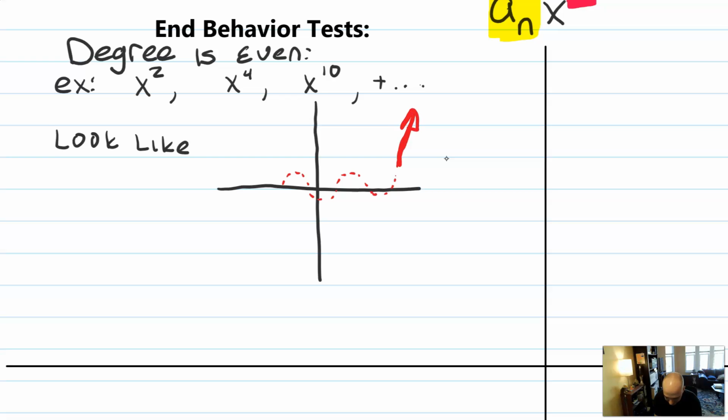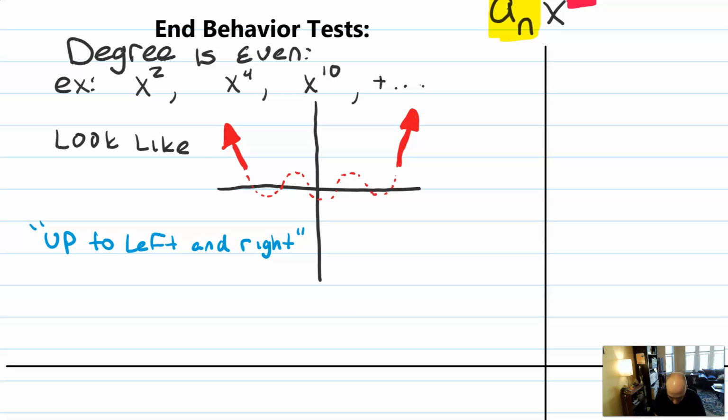the graph will have to trend upwards because the highest degree being even means that we're going to trend towards positive infinity. And as x gets negative, a negative to an even power also becomes positive. So our graph will kind of look like this. It will have the end behavior that it goes up to the left and right. That's really an informal way to say it.